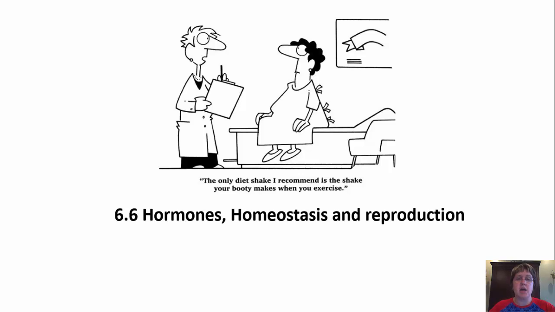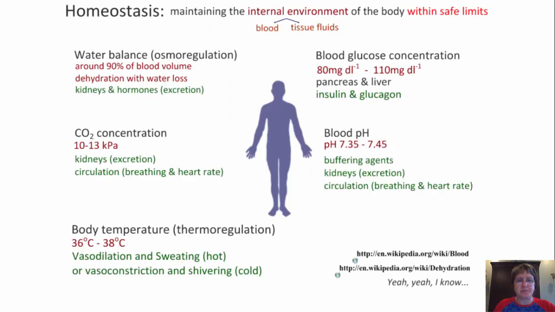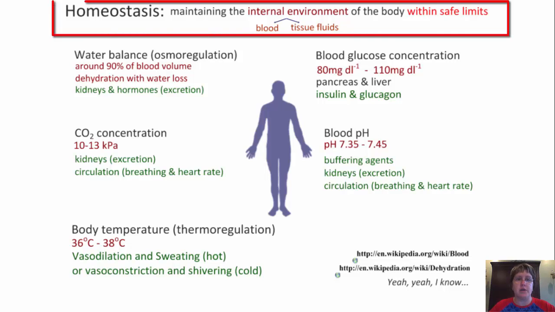We're going to be talking about Chapter 6, Unit 6, Hormones, Homeostasis, and Reproduction today. So the first thing we want to talk about when we talk about homeostasis is just remembering the terminology. Homeostasis is, of course, maintaining that internal environment in our bodies and keeping everything within a safe limit. And typically, when we're talking about human homeostasis, we're talking mainly about our blood flow and different tissue flows.